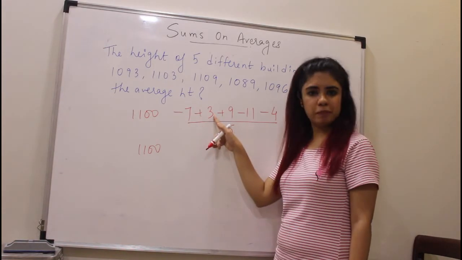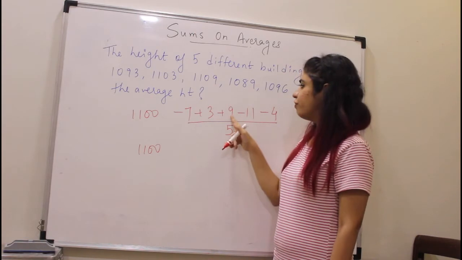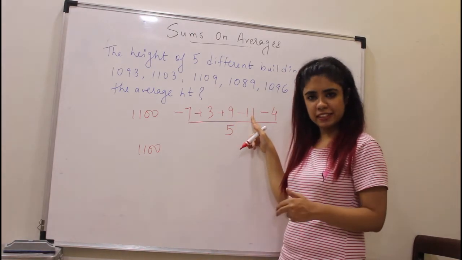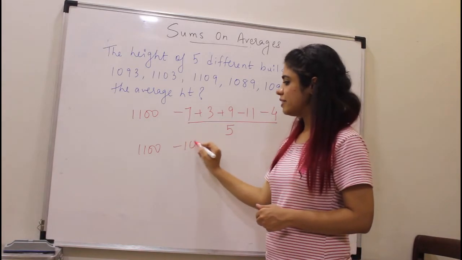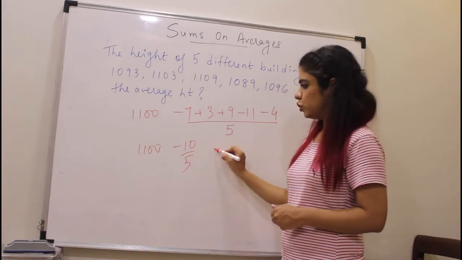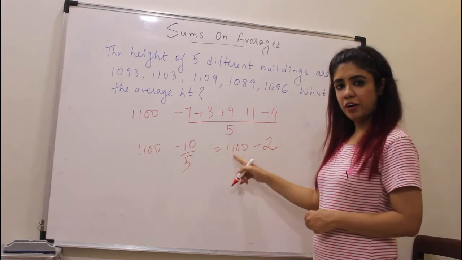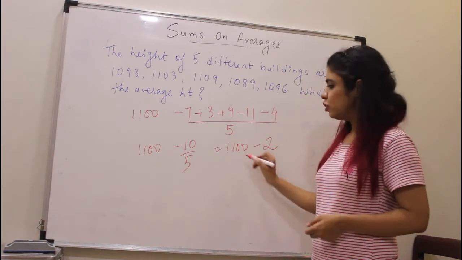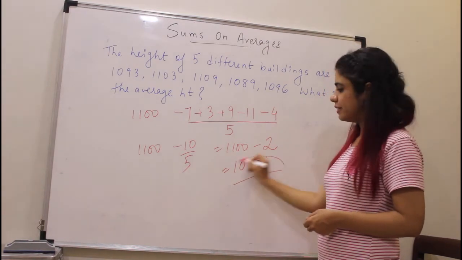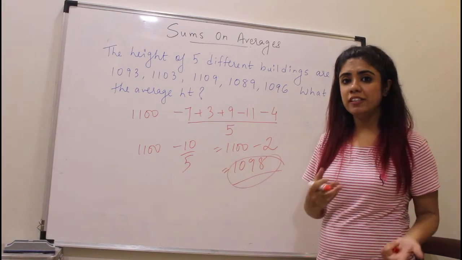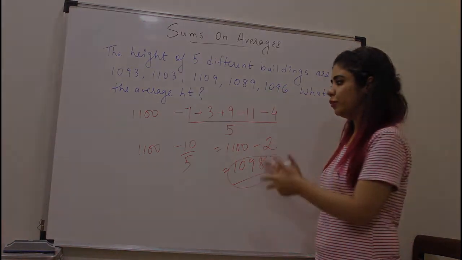Minus 7 plus 3 is minus 4. Minus 4 plus 9 is 5. 5 minus 11 is minus 6. Minus 6 minus 4 is minus 10. So this will be minus 10 upon 5. So this will be 1100 minus 2. So 1100 minus 2 is 1098. So your answer will be 1098. This is your average. So what does this do? It simplifies your calculations. So you can use this method.